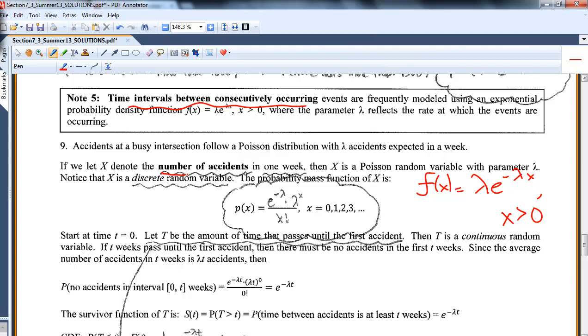Let x be the number of accidents in 1 week in a certain city. We can say x can be modeled by a Poisson random variable with a parameter lambda, so there's lambda accidents per week. X is definitely discrete because you're counting the number of accidents in a week. So the probability mass function of x is e to the negative lambda, lambda to the x over x factorial. This, of course, is the mass function for Poisson. Let's let t be the amount of time that passes until the first accident.